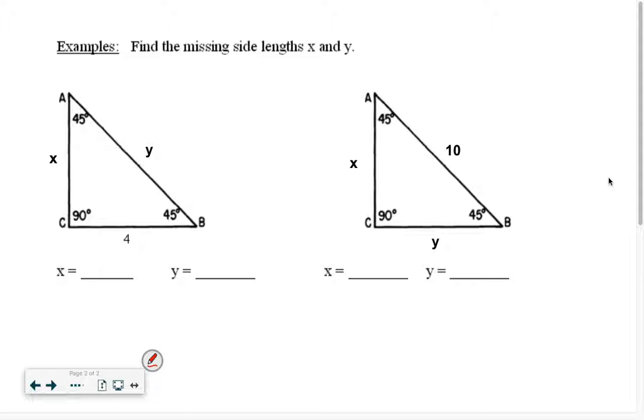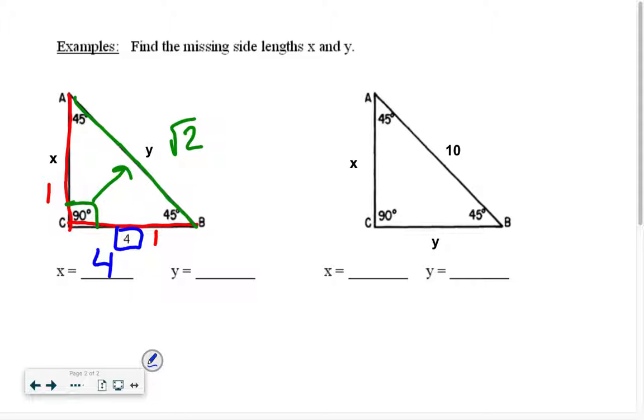Okay. First one on the right-hand side is a 45, 45, 90. Okay? So each leg, these red ones, is represented by 1. My hypotenuse, the one across from my right angle, is represented by the square root of 2. Okay? Easy question. If one leg is 4, what's my other leg? 4. Okay.